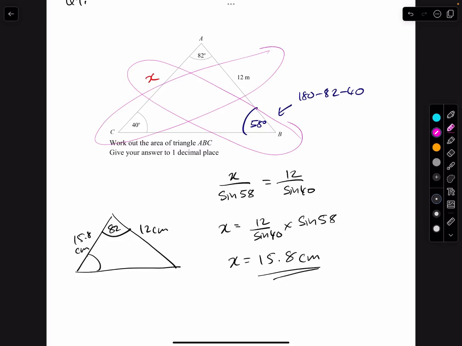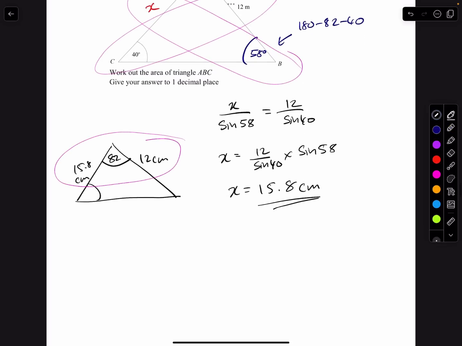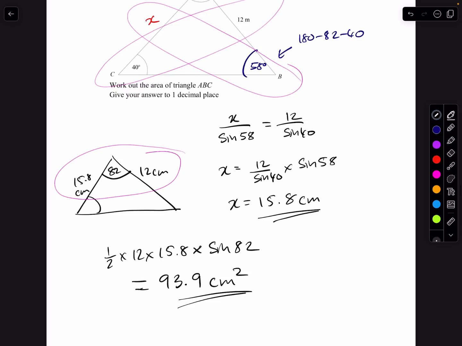And we can use the sine area rule, which we used earlier, I keep saying sine rule. Half times AB, whichever one, 12 or 15.8. So 12 times 15.8 times sine 82. Put that straight into your calculator. That gives us 93.1 dp, yeah, 93.9 centimeters squared.